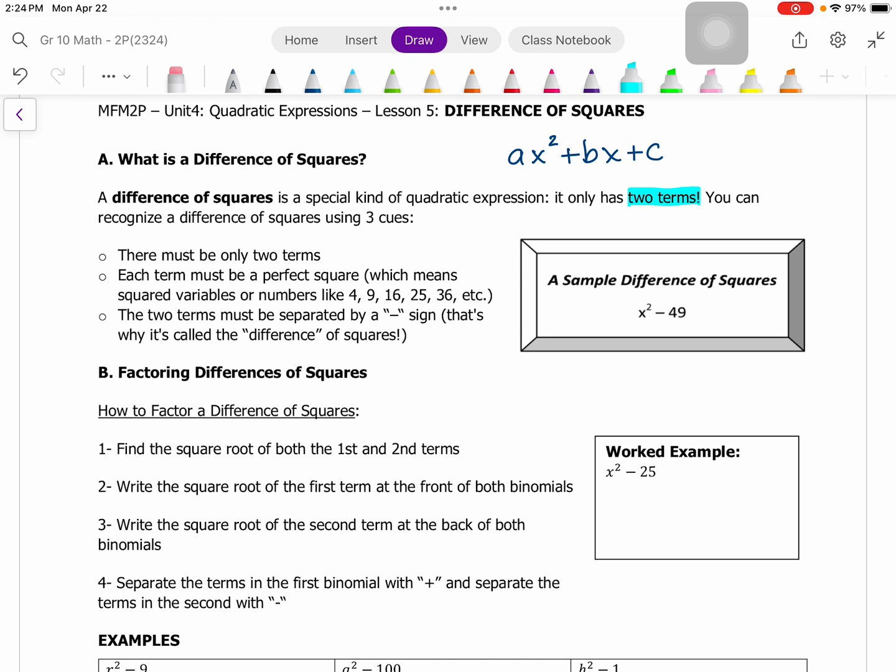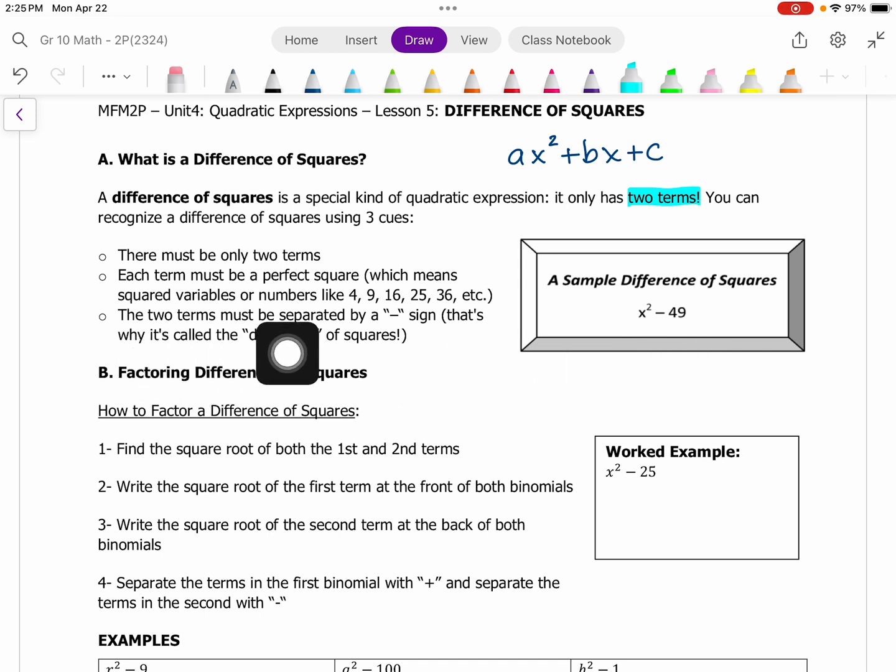But there's still a squared term, so we have an x squared over here. So this is an example of a quadratic relation that can still be factored into two binomials. With a difference of squares, there are two terms instead of our normal three. Each of the terms has to be a perfect square, so we have squared variables. X squared is a perfect square because x times x is equal to x squared. And 49 is a perfect square because 7 times 7 is equal to 49.